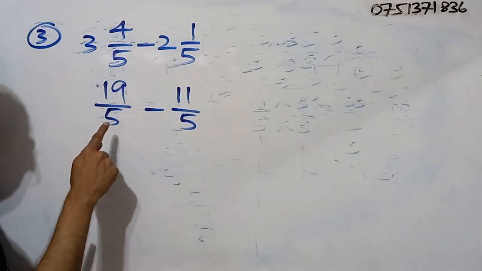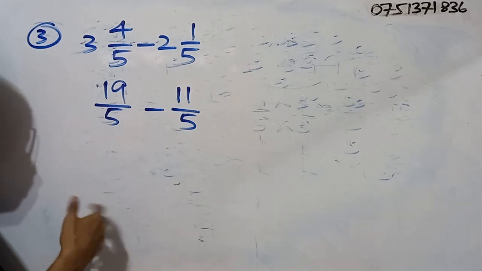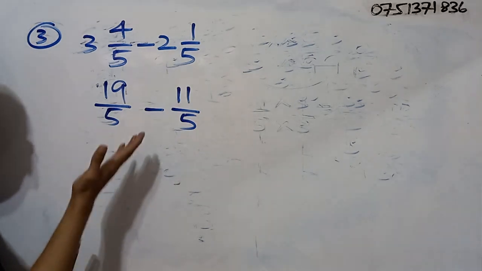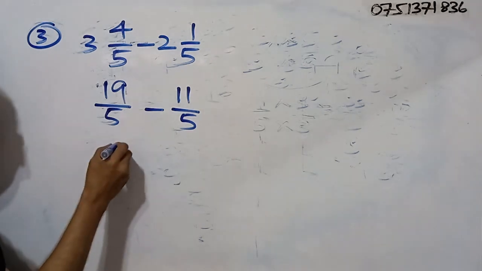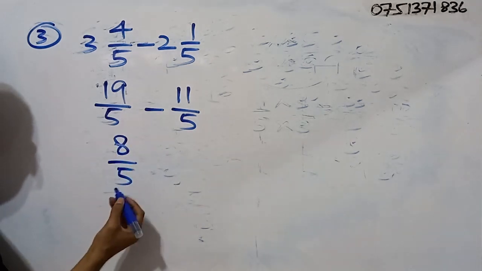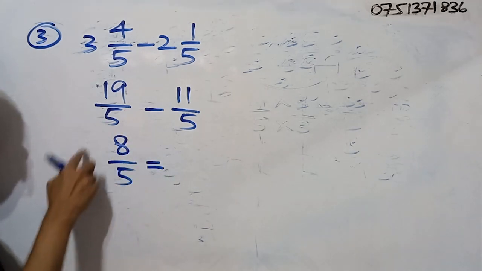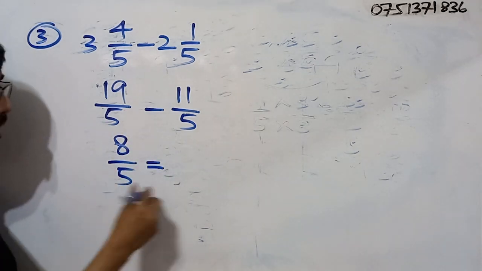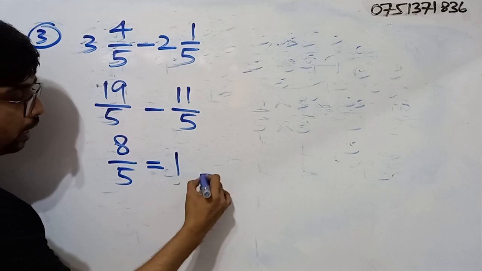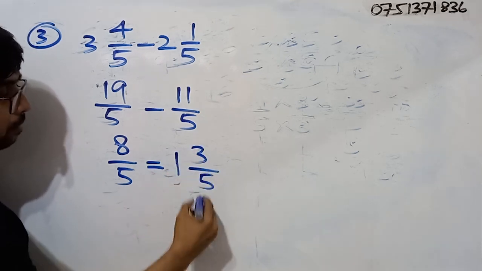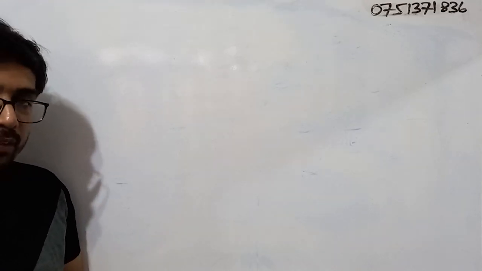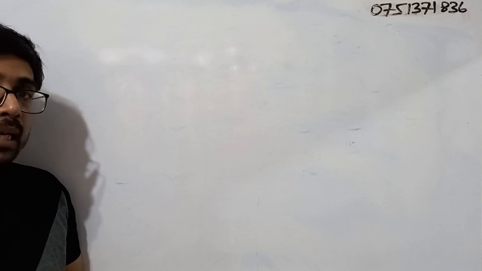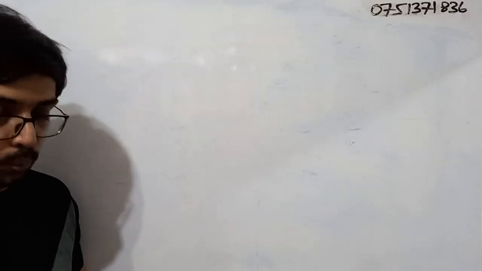Now we have two fractions where the denominators are equal. So simply we can subtract the numerators. So this becomes what? 8 by 5. So we need to convert this into what? Mixed number. So 1 and 3 by 5. Right. So now pause the video and complete exercise number 2.